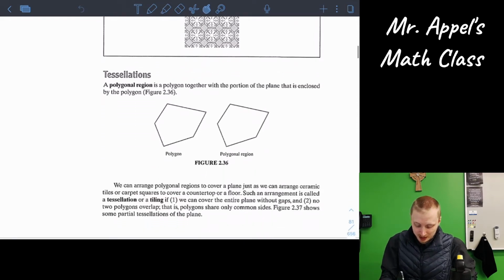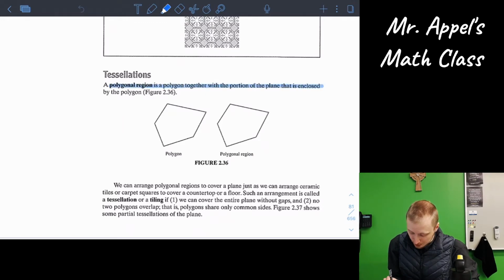So what is a tessellation? Well, first, we need to know what they are made of. A polygonal region is a polygon together with the portion of the plane that is enclosed by the polygon. See figure 236, figure 236. They look exactly the same.